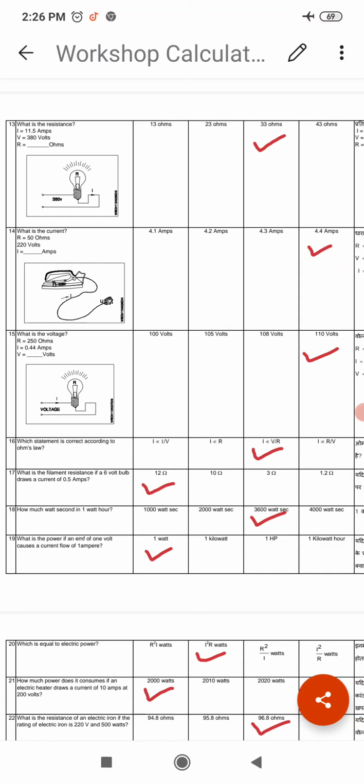Next, how much power does an electric heater consume with a current of 100 amperes at 200 volts?